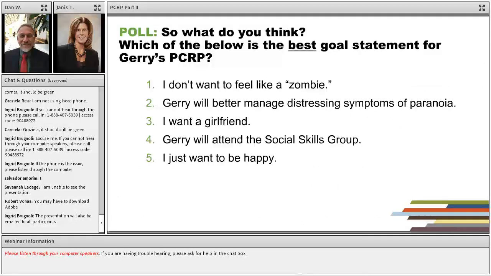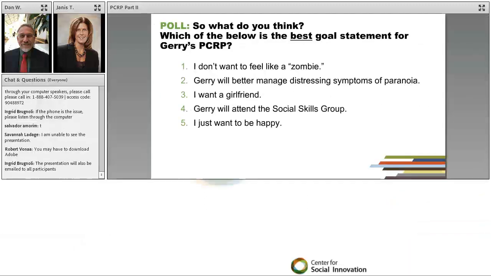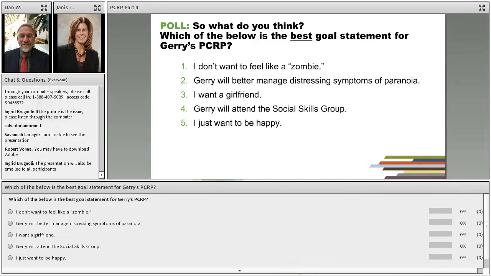So based on that quick snapshot, if we can open up the poll, Ingrid, I'd like you all just to weigh in here on that quick snapshot of Jerry. What do you imagine might be a goal for his person-centered recovery plan? Go ahead and just take a minute and pick from one of the 5 options up there. And then I'll just give you some feedback.